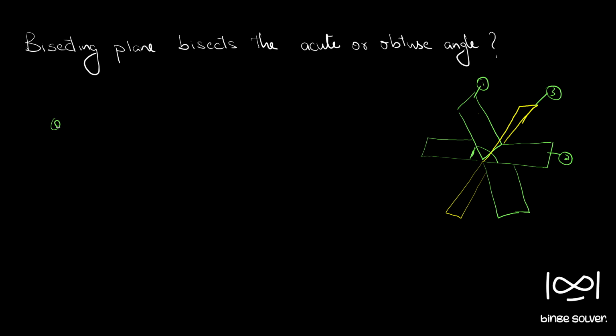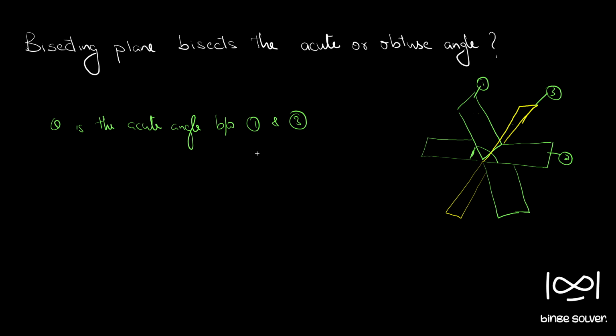Say theta is the acute angle between plane 1 and plane 3. So why acute angle? Whenever we look for the angle between plane 3 and plane 1, there will be one acute angle and one obtuse angle. So always whenever we find the angle between two planes, there will be an acute and an obtuse angle.